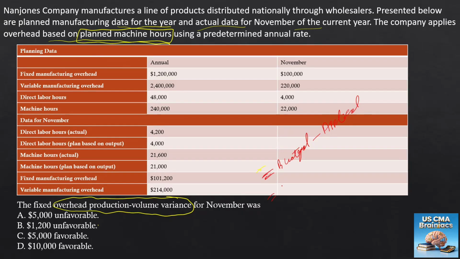Let's discuss what is the budgeted. Can you tell me the budgeted fixed overhead? Let's start from the question. Here is the plan data, and this is the actual data. We are asked for November, so budgeted is the plan. Fixed manufacturing overhead budgeted for November is how much? 100,000. Right, we got the budgeted.